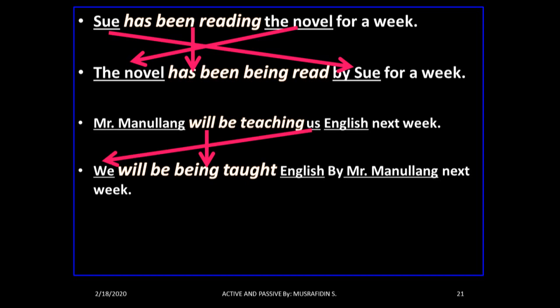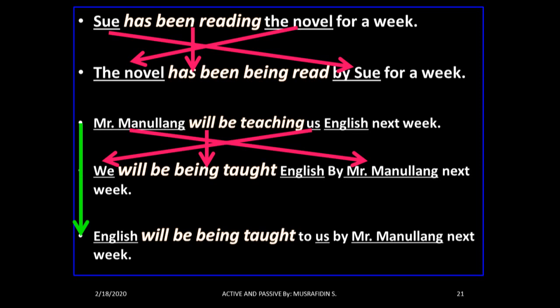Us becomes the subject, because us, that is pronoun as object, and the pronoun as subject is we. It becomes we will be taught English by Mr. Manulang next week. That is the first changing. And the second, if English becomes the subject, then here we have English will be being taught to us by Mr. Manulang next week.